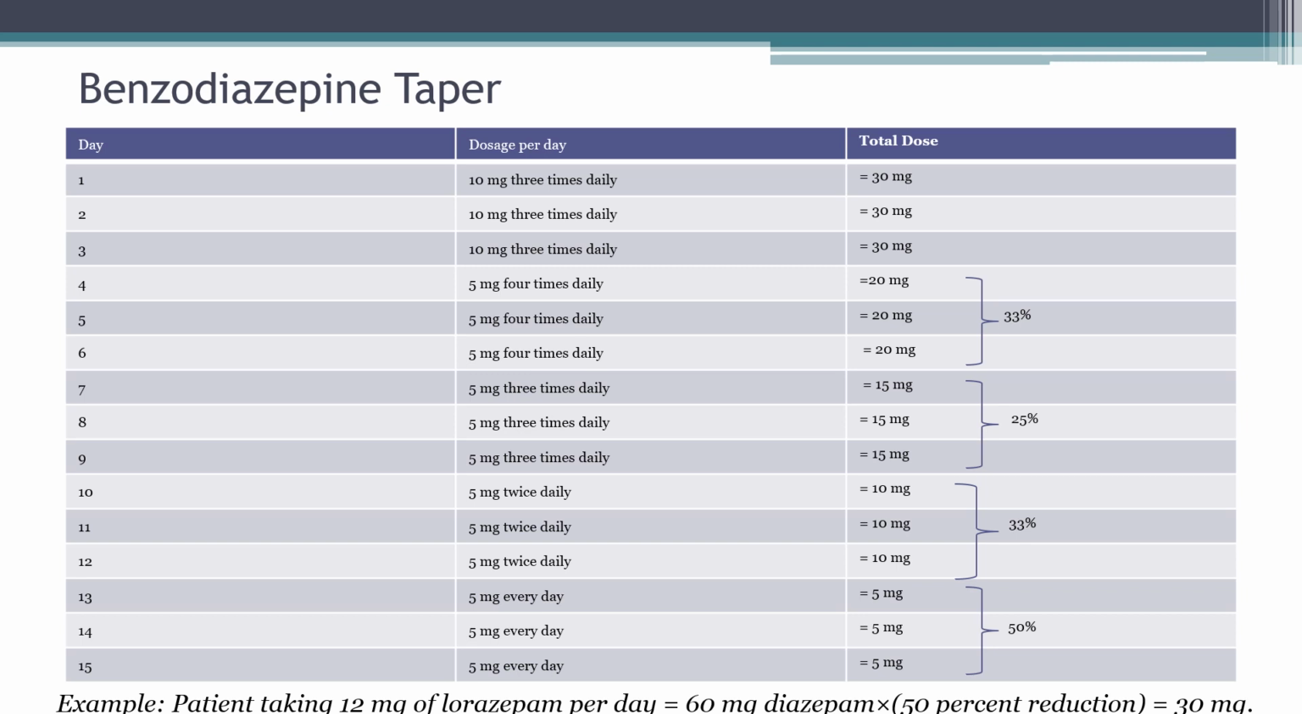So gradual reduction is done to reduce the withdrawal effect of the benzodiazepine, and this is applied for benzodiazepine itself also. If the person is abusing benzodiazepine, this protocol is applied for gradual tapering of the drug.